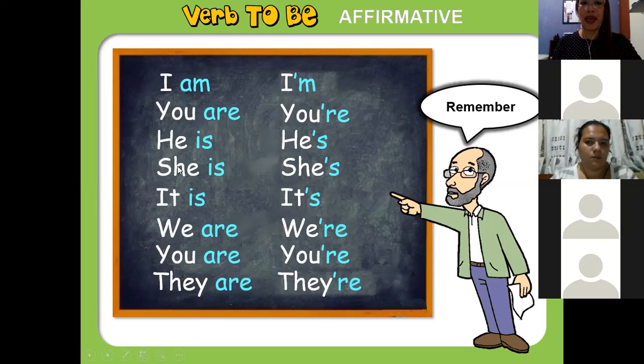Ajá, dependiendo. Okay, he es él, he is. Él es o él está. Aquí está cómo se hace esto. Se convierte en he's, ya haciéndolo en abreviado, como decimos en español. She is, ella es, ella está. It is, eso lo ocupamos para cosas, animales. Ello es, ello está. Forma corta, it's. We are, nosotros somos, nosotros estamos. Forma corta, we're. You are, you're. They significa ellos. They are, ellos son, ellos están. En forma corta, they're.